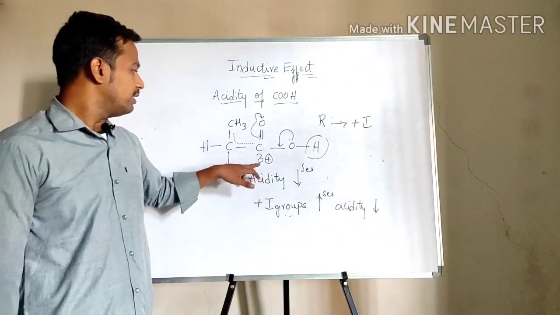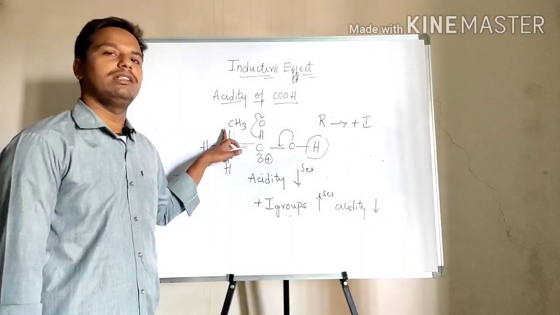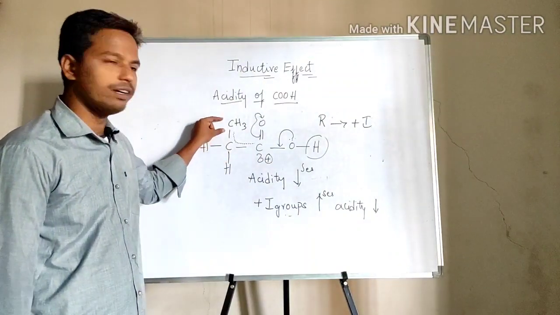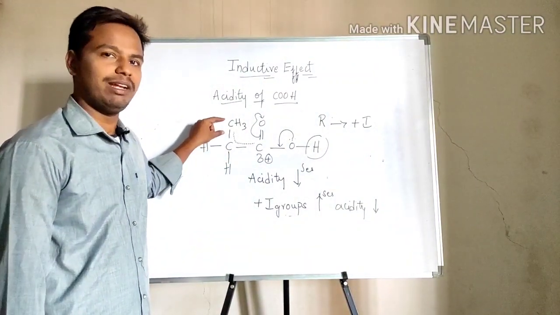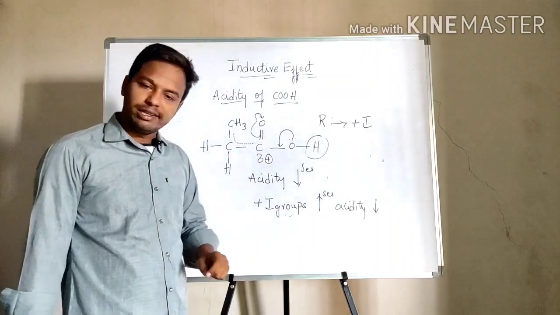Why? Because this positive charge is compensated by this methyl group, or this alkyl group. You can keep any alkyl group here. I have kept methyl group for our convenience. Am I clear? So if plus I groups are increased, acidity decreases.